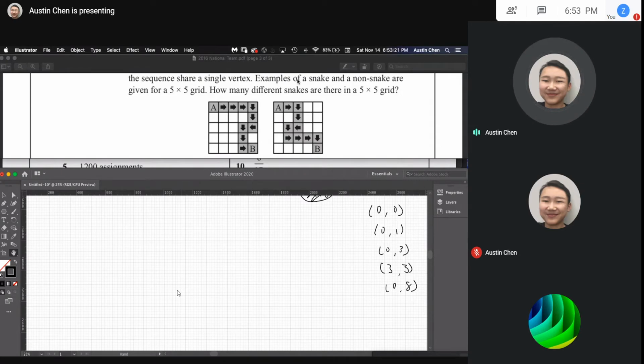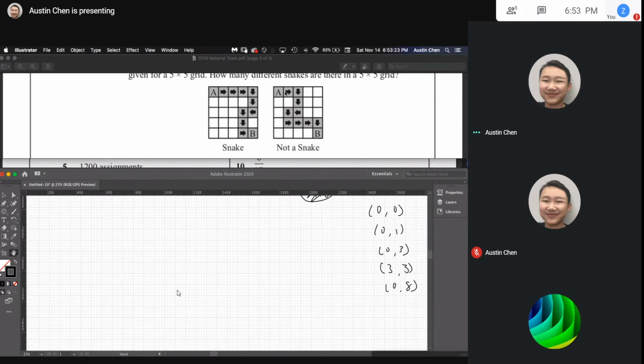Okay, so basically what this is saying is our snake starts at A, and then we move around the grid. And when we move, the squares that we go to, well, we can't go to the same square twice, but also the squares that we go to can't form a square like this. They can't meet at one vertex, and then that would be not a snake. And we have to reach B. And that's all the restrictions that we have.